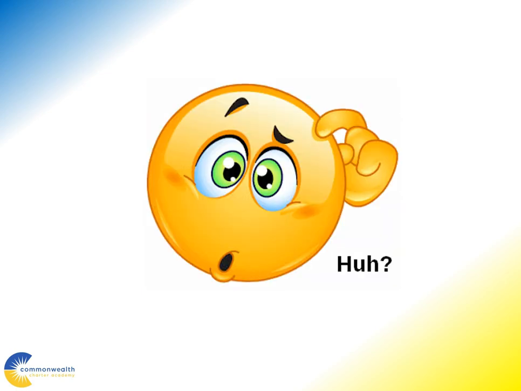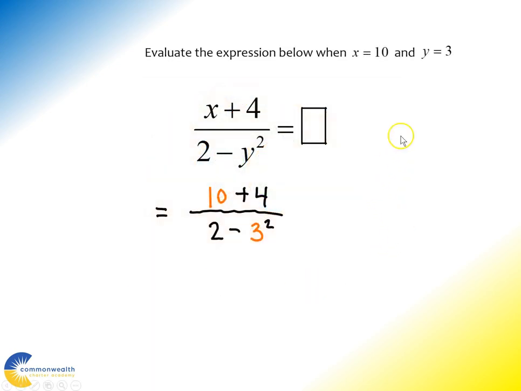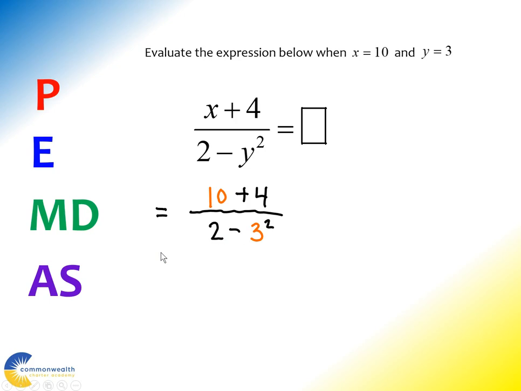Sorry, that is incorrect. So once again, I have to make sure that I'm substituting correctly first. And so when I substitute this in, I'm going to have the x being 10 and the y being a 3. So everything is substituted correctly, but again, when I start doing my order of operations, I have to keep in mind that the 10 plus 4 on top is grouped together, and the 2 minus 3 squared on the bottom is grouped together. They're given special names, numerator and denominator.